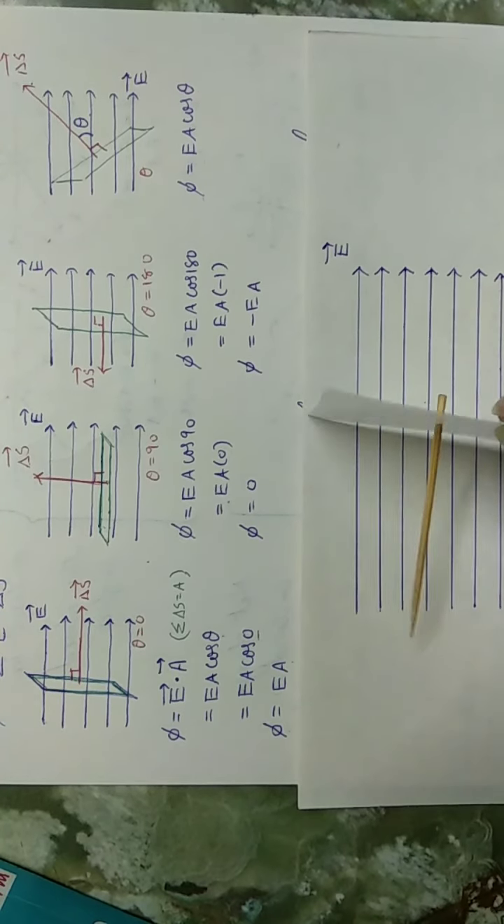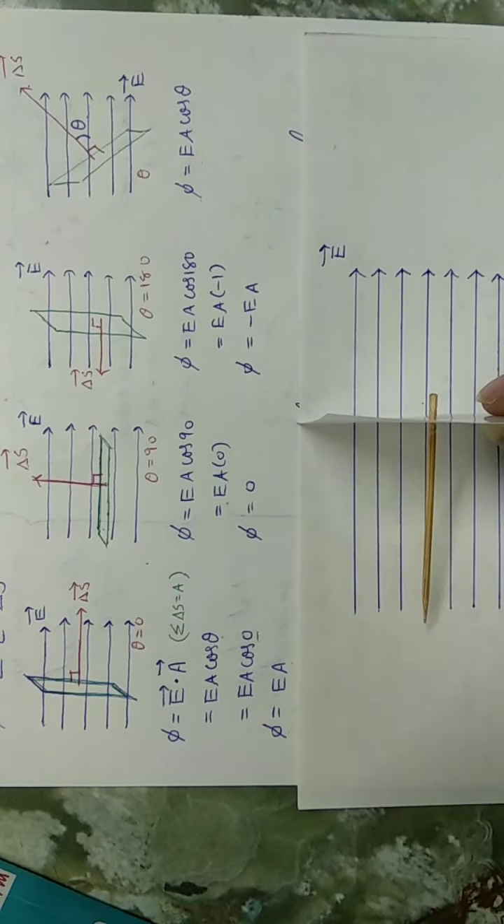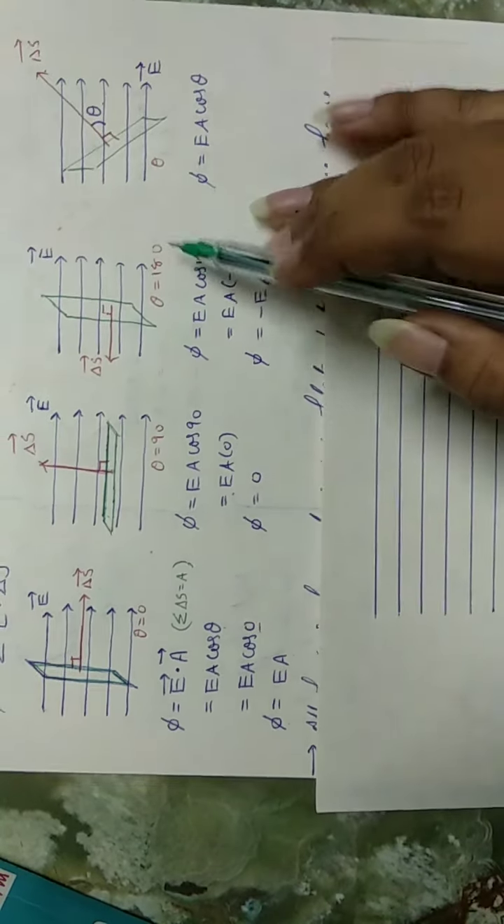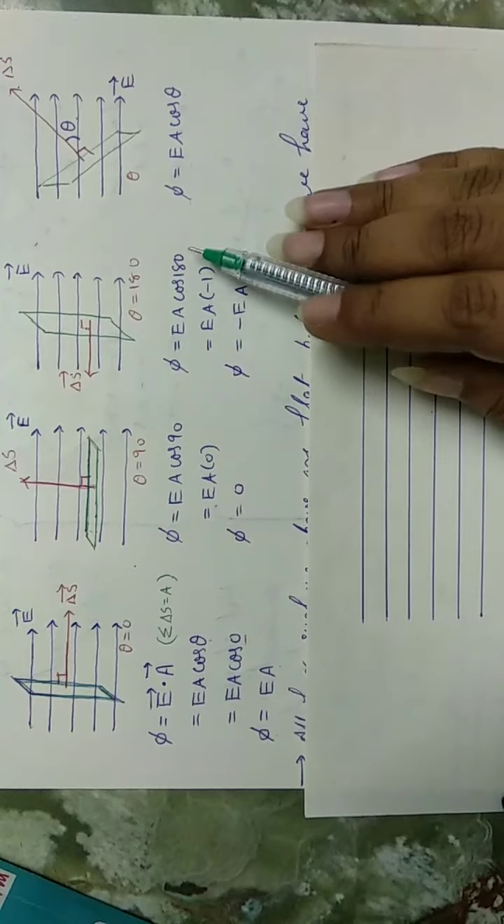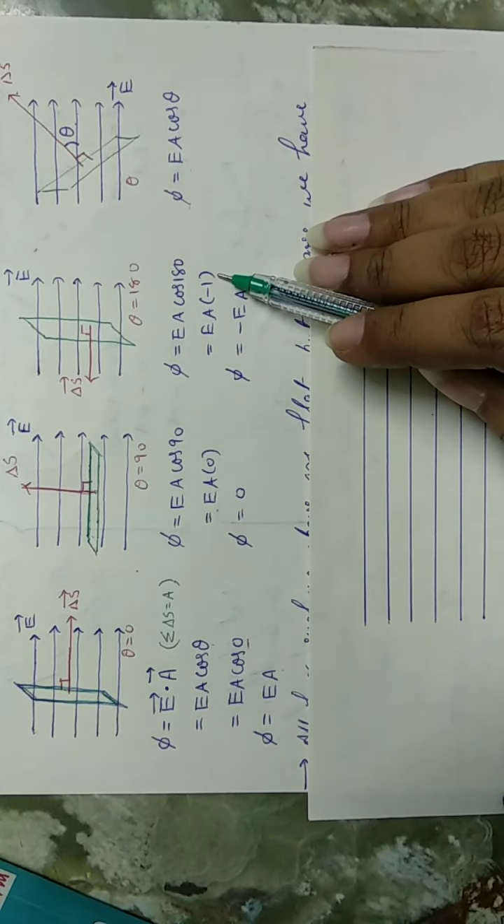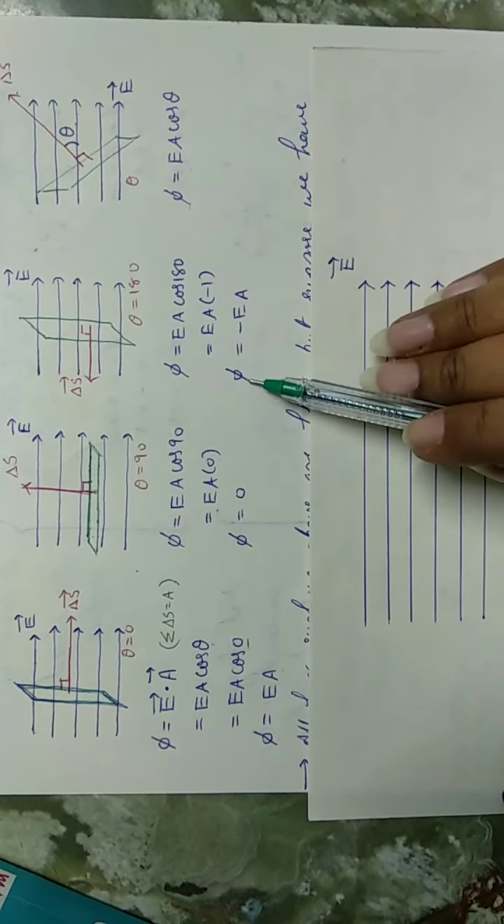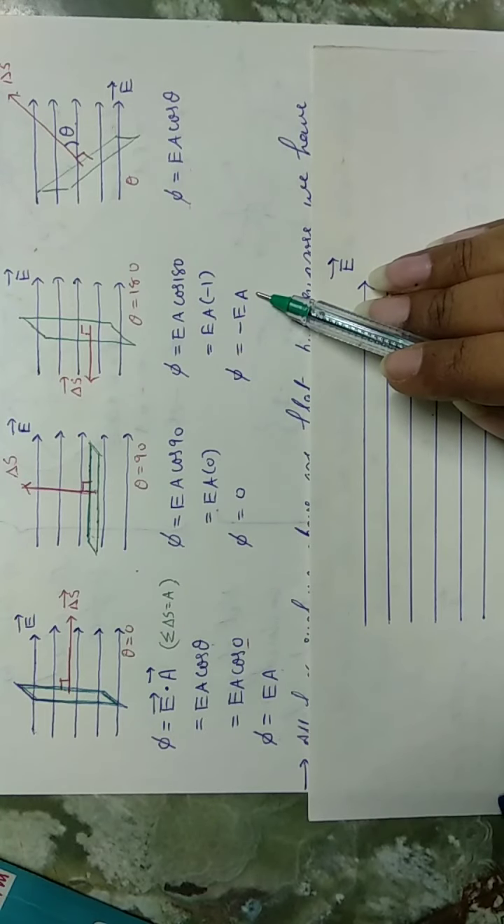Then in this case, the area is kept like this. So now just see the angle between the electric field and the area vector. The direction of electric field is this way and the direction of area vector is this way. So you can see that the angle between the area vector and the electric field is 180. So if you substitute the value of theta as 180, then cos theta is equals to minus 1. So in this case, the flux is minus E into A.